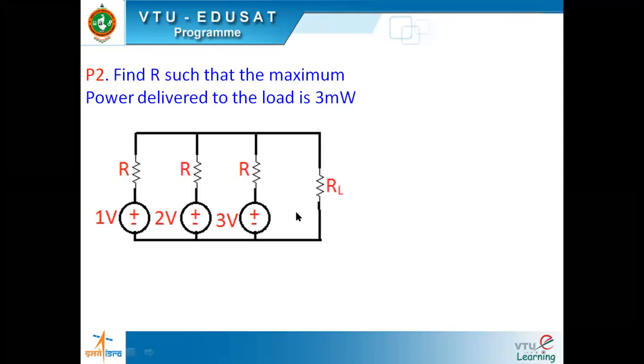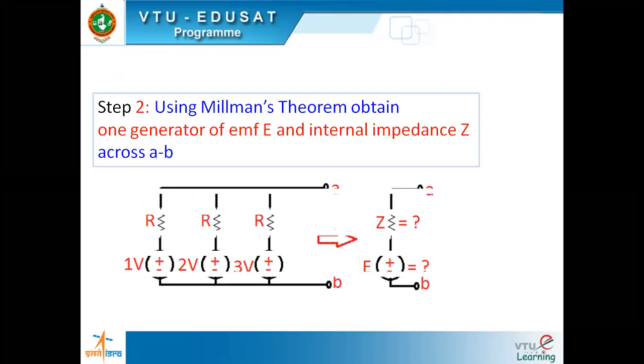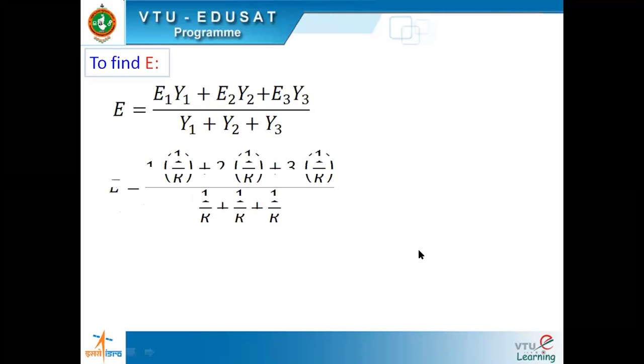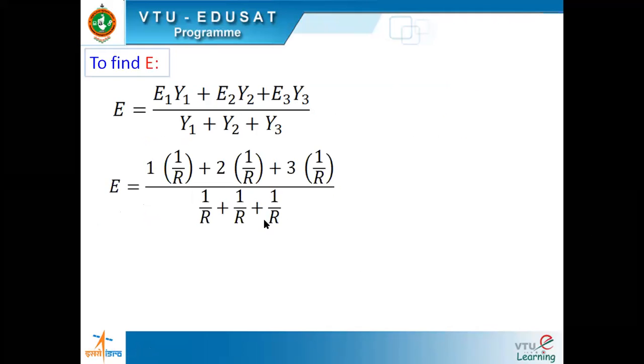So we shall remove this and find out the Millman's equivalent circuit across AB. What is that going to be? One is E1 here. R1 is R, Z1 is R, E2 is 2, Z1 is R again. So Z1, Z2, Z3 are all the same. That's why it comes like this. Y1 is 1 by R, Y2 is 1 by R, Y3 is 1 by R. Understand this point, everybody?